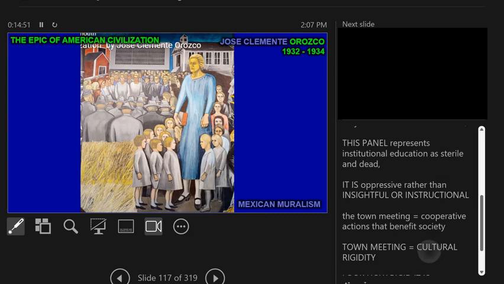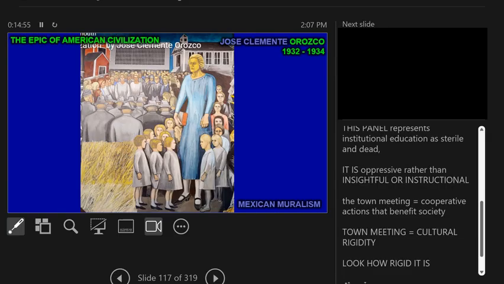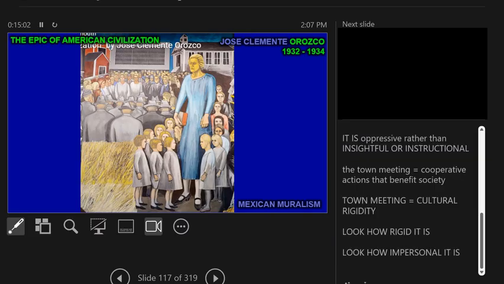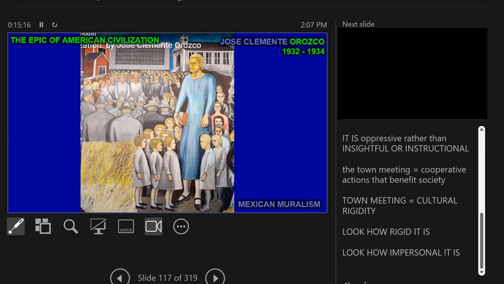So this panel represents the institutional education as sterile and dead. It looks more oppressive than it does insightful or instructional. And in the background on the left, we have a town meeting. But then look at how unemotional that is, and look at how regimented that is. All the men look the same, all the women look the same. It's like they've lost their culture.